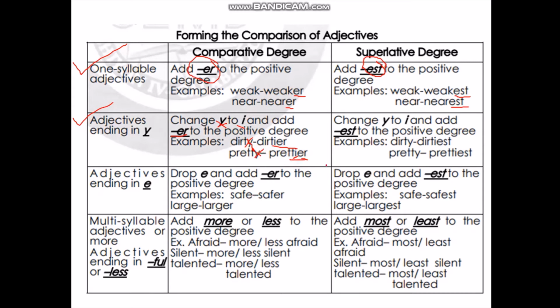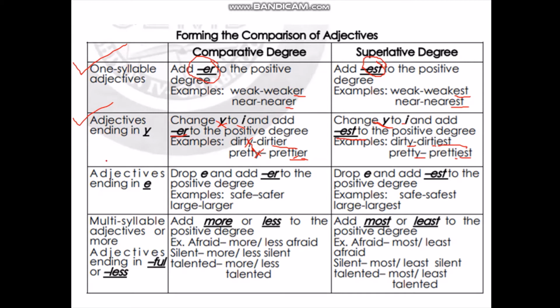So it's prettier. Now for superlative degree, we need to change the letter Y into I and then add EST to the positive degree. Example, dirty, dirtiest. So we change the letter Y into I, and then we add EST. So it's now dirtiest. For the word pretty, we need to change the letter Y into I, and then add EST. So it would be prettiest. So now we're done with adjectives ending in Y.